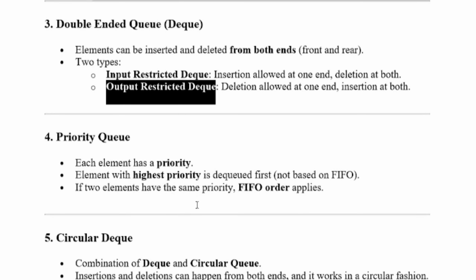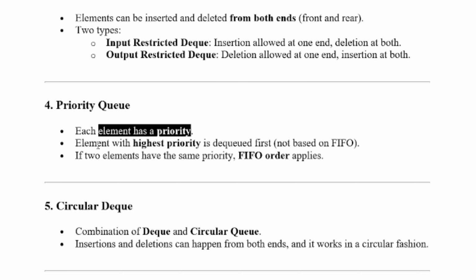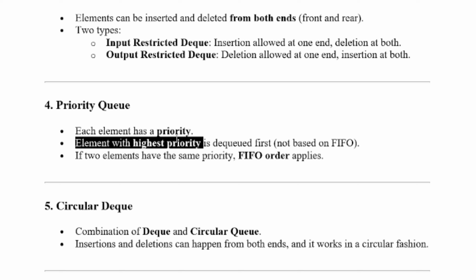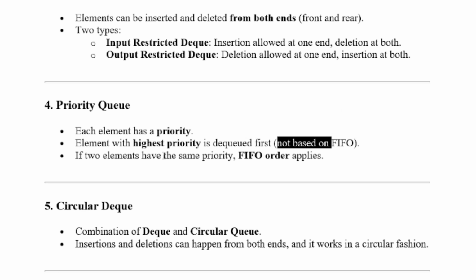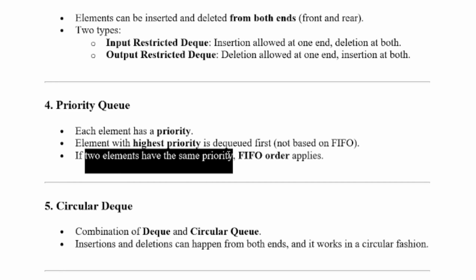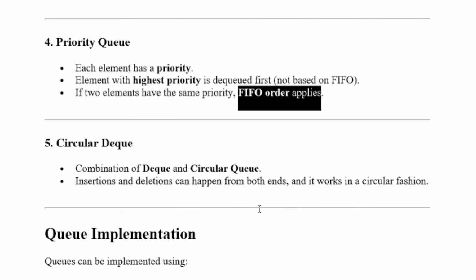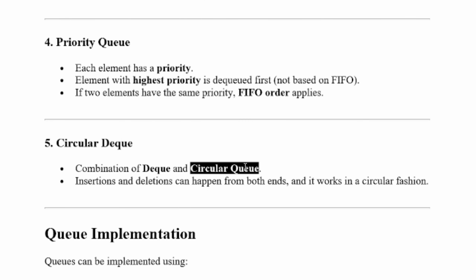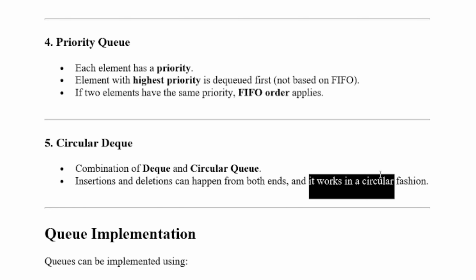Come to the next one, the priority queue. In a priority queue, each element has a priority. The element with the highest priority is dequeued first, not based on FIFO here. If two elements have the same priority, then FIFO order applies. Now come to the next type, the circular deque, a combination of a deque and a circular queue. Insertion and deletion can happen from both ends, and it works in a circular fashion.